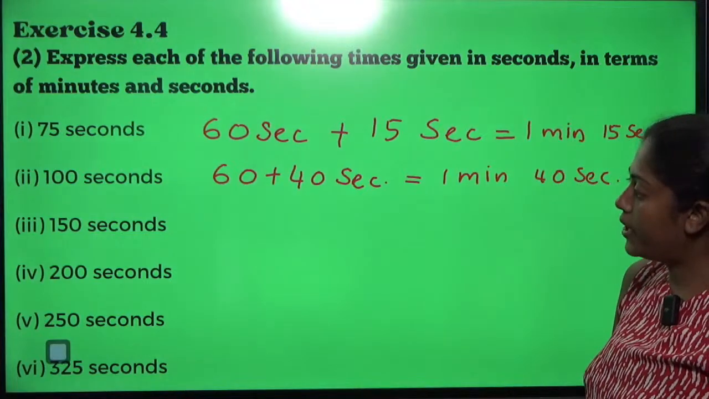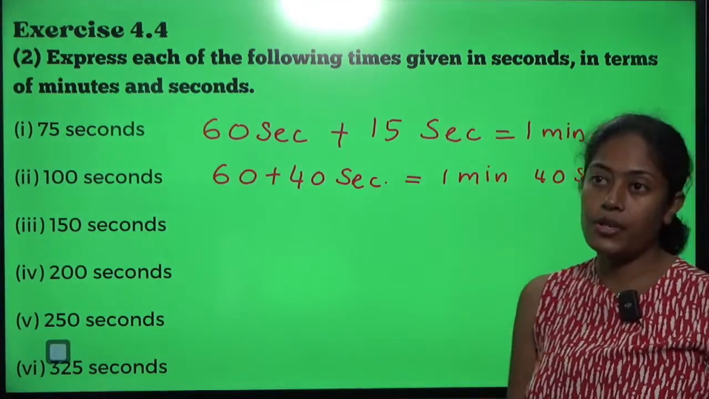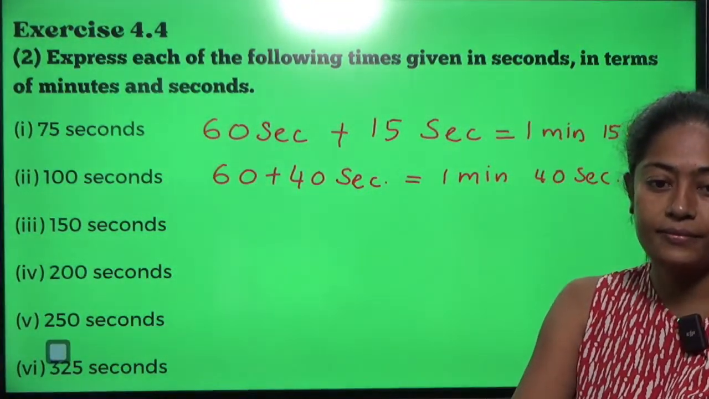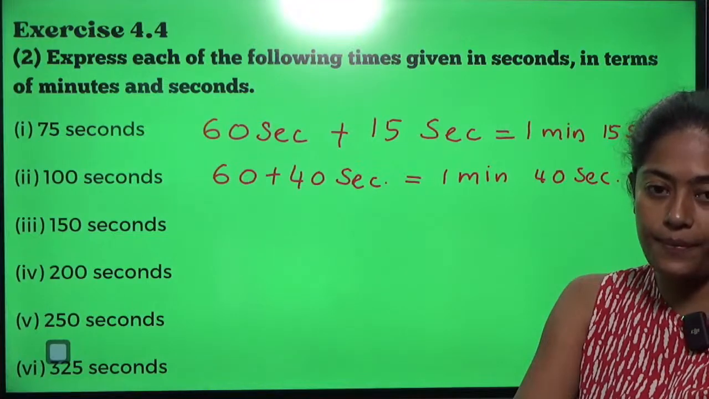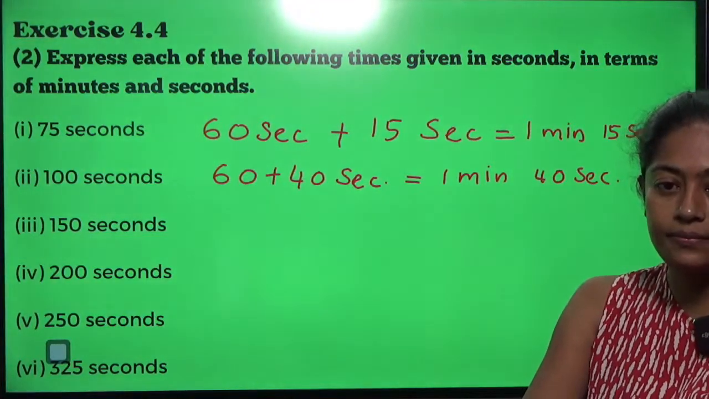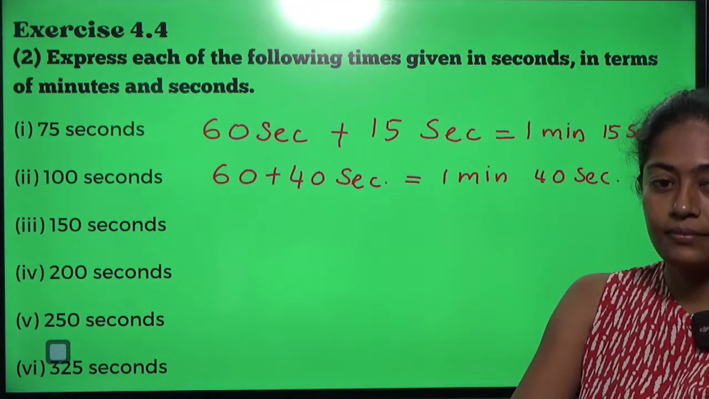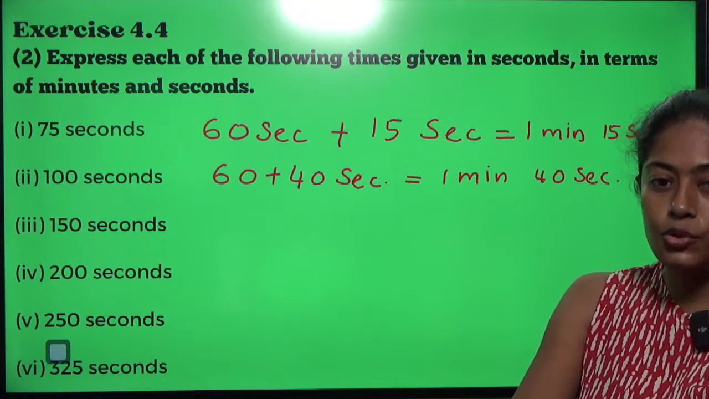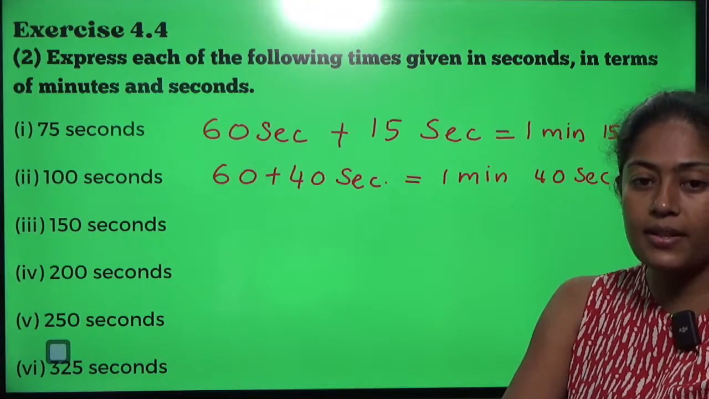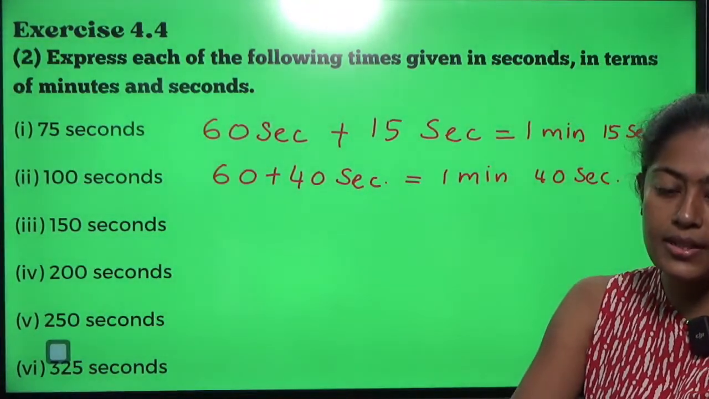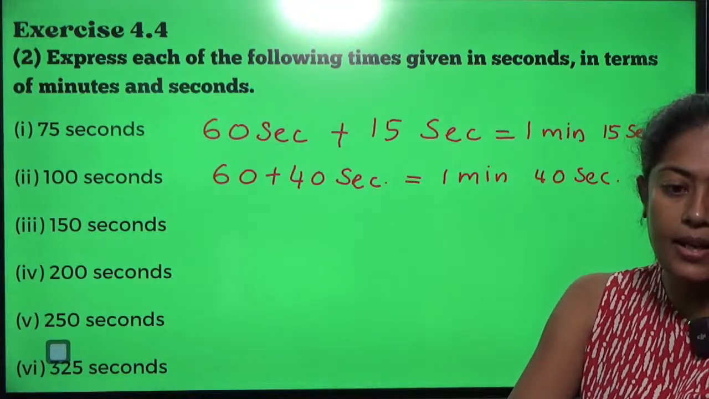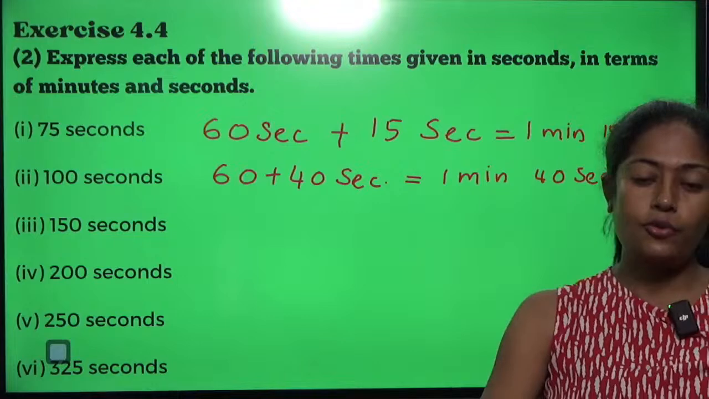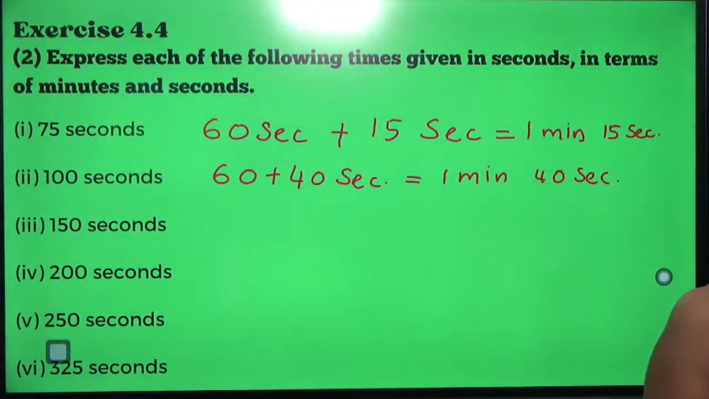Okay, right? There are remaining 4 questions. I'll leave this one for you. Now you can do that. 150. How can I separate? 2 minutes means how many seconds? 120 seconds. So you can separate it as 120 plus 30. Right. Now do it. I'll give 5 minutes.